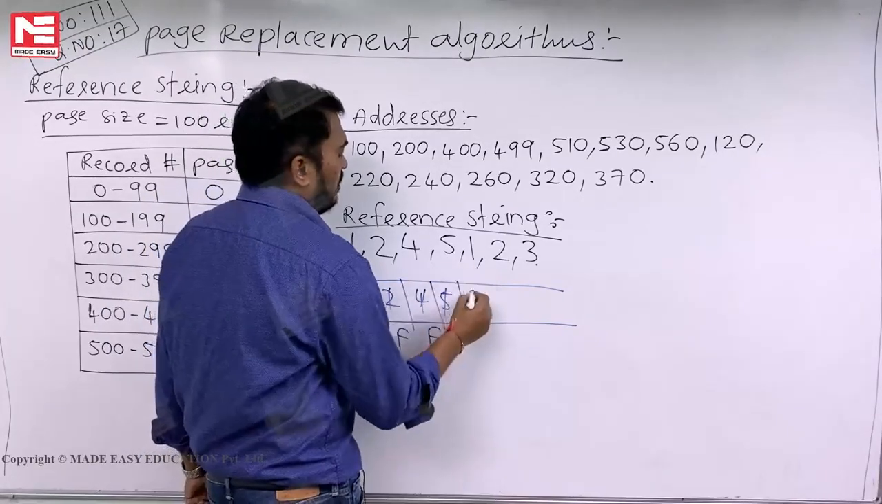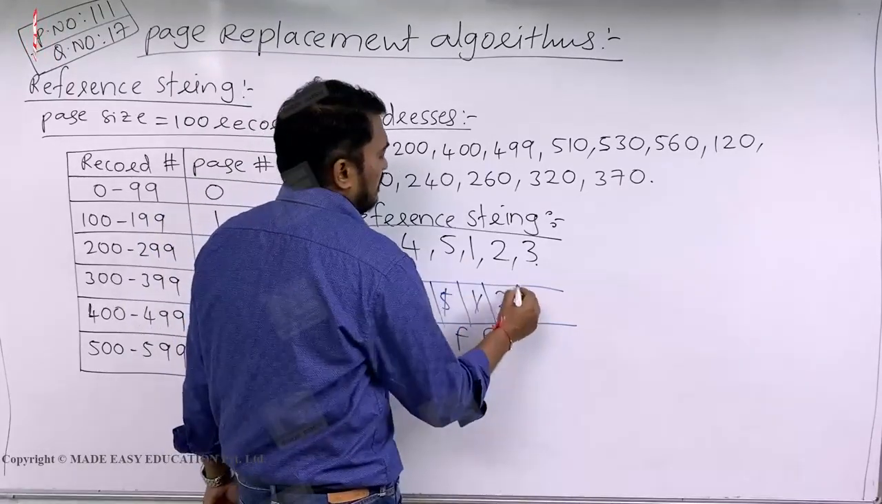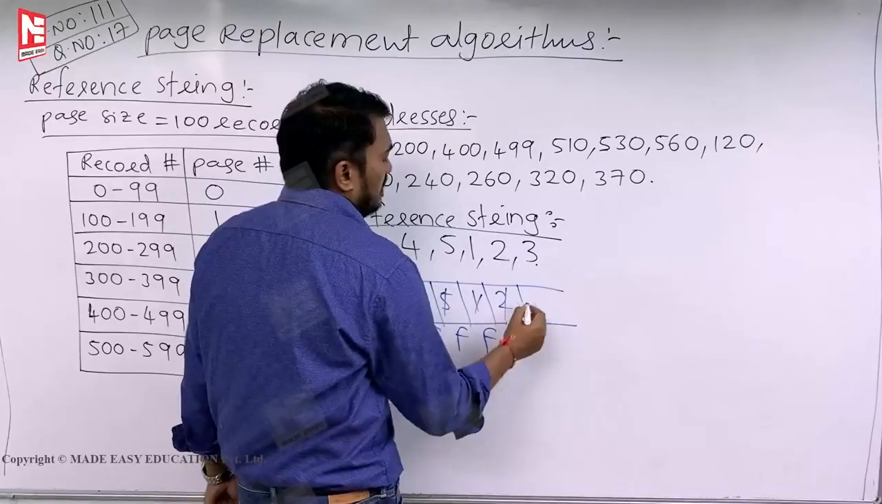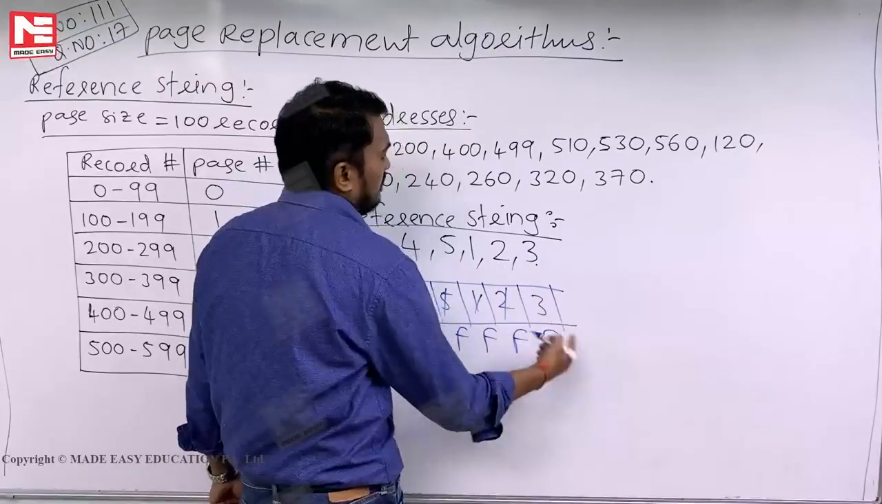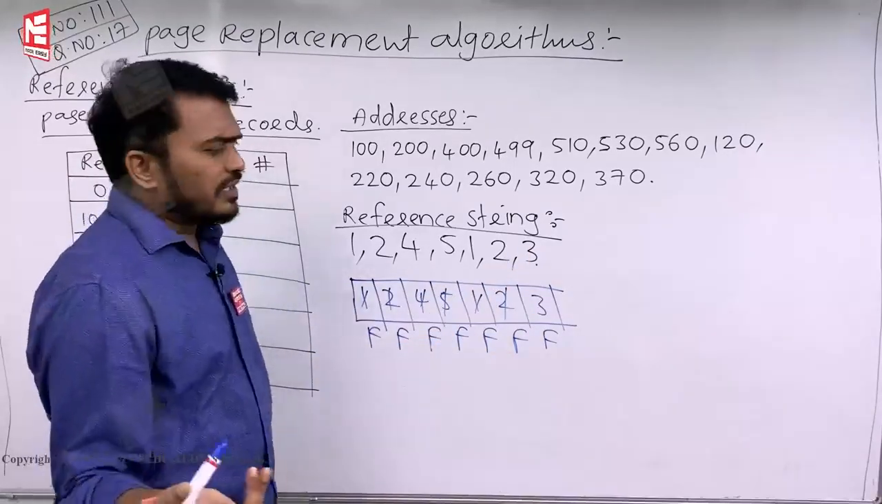Next is 1, again not available, page fault. Next is 2, again not available, that is a page fault. Next is 3, not available, that is again a page fault. So every page will be what? A page fault only. Every page is a page fault.